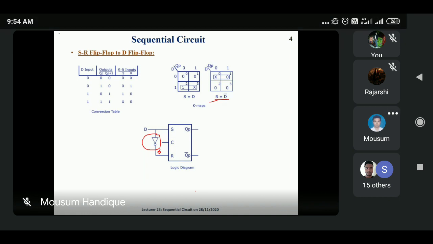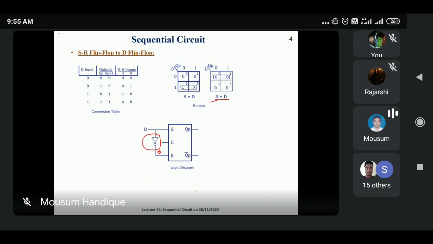And just try this one, and next class you just show me your answer. Okay, so this is the homework. You can just convert JK flip flop to T flip flop, JK flip flop to D flip flop, D flip flop to JK flip flop, right? It's all the conversions of each other, or vice versa.